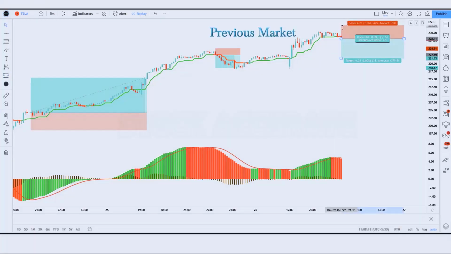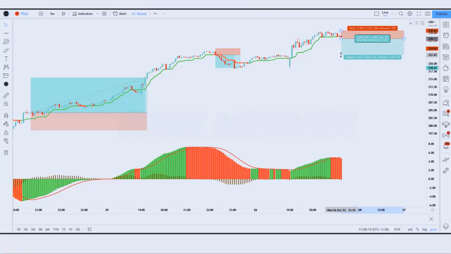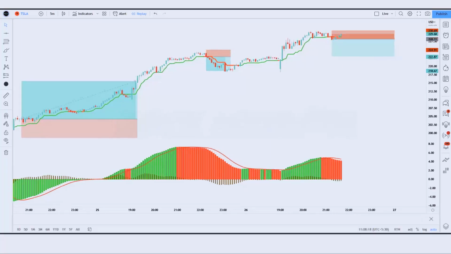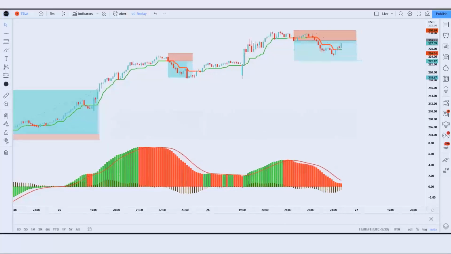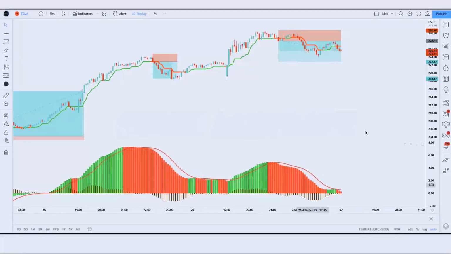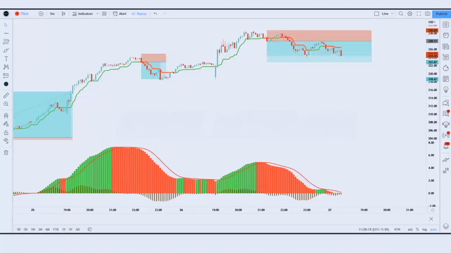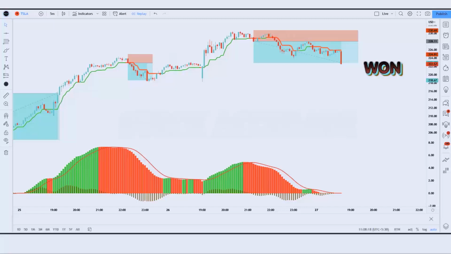Our stop loss will be placed at the high of the previous candle, and the risk to reward ratio will be 1:2. Let's see what happens to our trade. Our trade is running in profit. We have won the trade. Let's find the next trade.